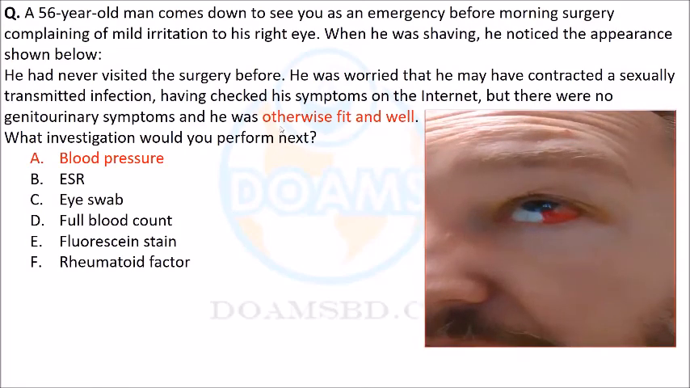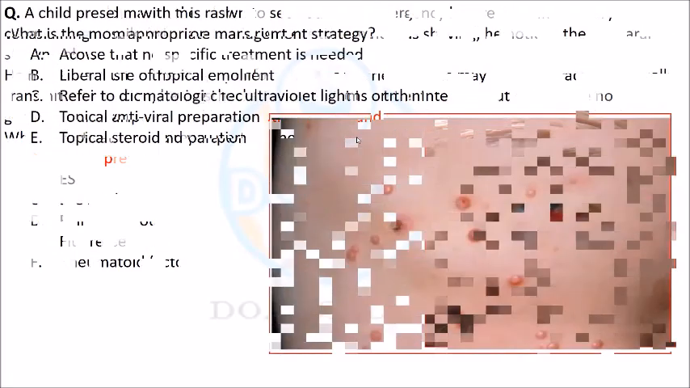You see, the patient is otherwise fit and well. You couldn't identify, doctor. This is the key message here in this question. Otherwise fit and well, and it happened in subconjunctival hemorrhage. Sometimes an otherwise fit person has high blood pressure. Hypertension could have this appearance, and spontaneous recovery is the rule. But if there is high blood pressure, we need to control the blood pressure.